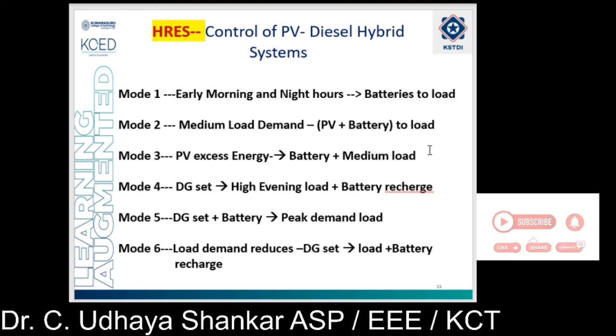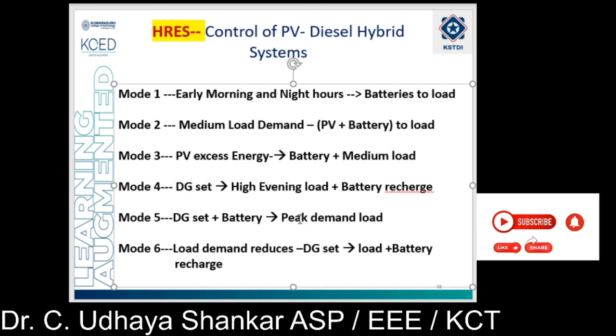But after 9 a.m. or after 10 a.m., you can see that the load will be quite high, and hence the DG set has to be switched on, and that is called mode 4. The DG set has to be switched on, and along with the PV it will be meeting the load demand. Whereas in mode 5, along with the PV, the DG and battery also will be supporting the peak demand load. That may be at 2 to 5 or something like that.